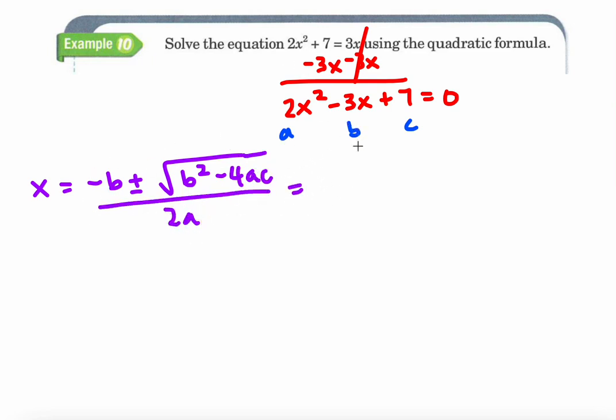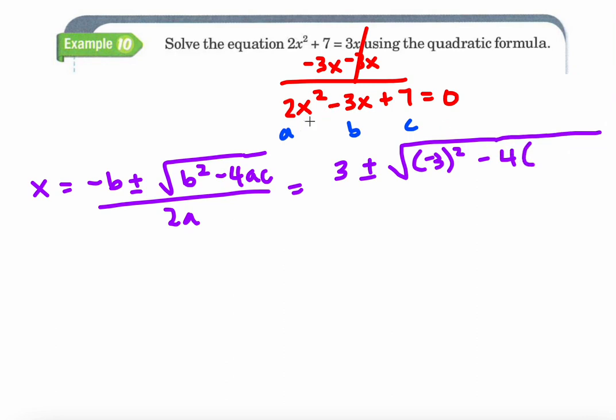Now I just put in my numbers. Negative b. b is already negative 3, so it's going to be a positive 3, plus or minus the square root of b squared, negative 3 squared. Notice how the negative is also inside the parentheses. Minus 4 times a, which is 2, times c, which is 7. Okay, and then that's going to be all over 2 times a, which is 2.